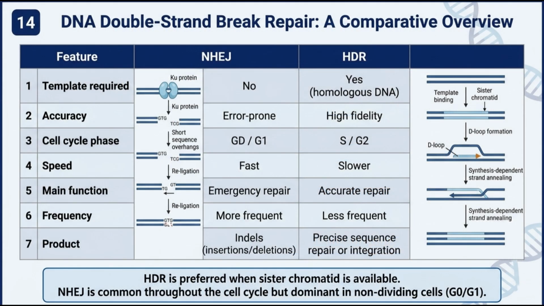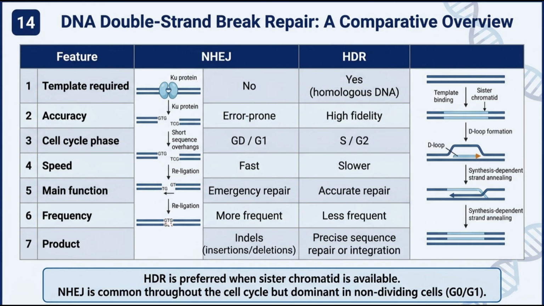Comparison between NHEJ and HDR. Now let us compare NHEJ and HDR. NHEJ does not require a homologous template, is fast, and is active mainly in G0-G1 phase. However, it is error-prone and may introduce insertions or deletions.